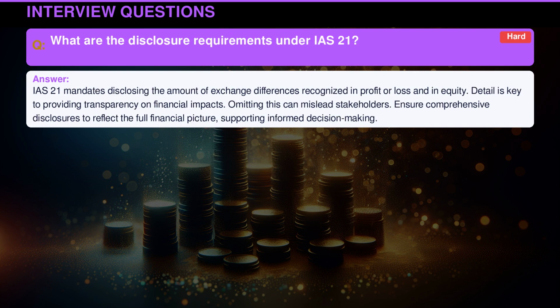IAS 21 mandates disclosing the amount of exchange differences recognized in profit or loss and in equity. Detail is key to providing transparency on financial impacts. Omitting this can mislead stakeholders. Ensure comprehensive disclosures to reflect the full financial picture, supporting informed decision-making.